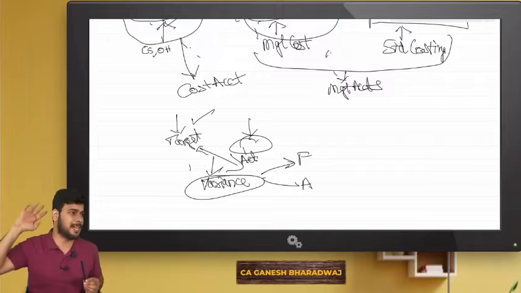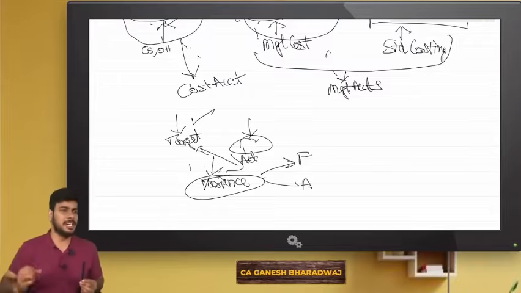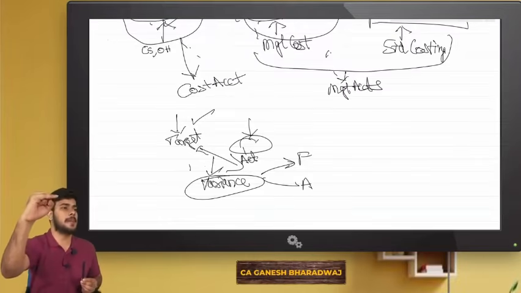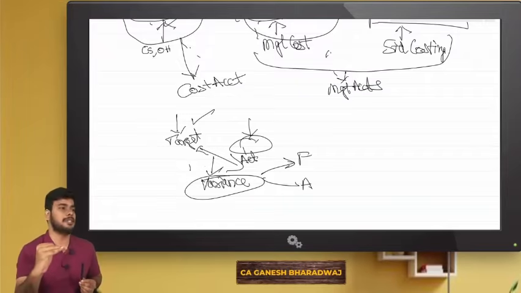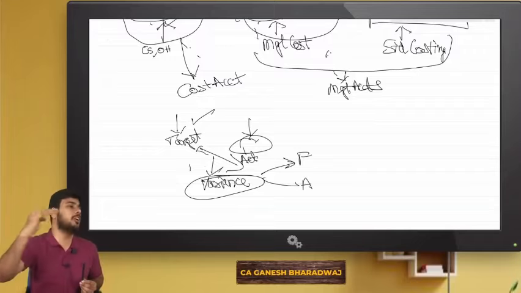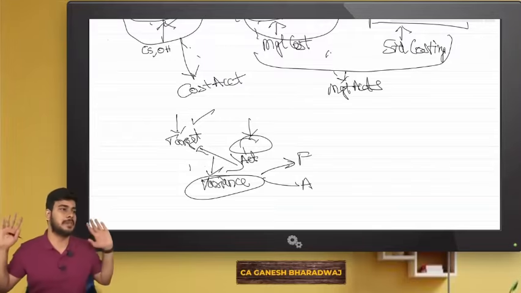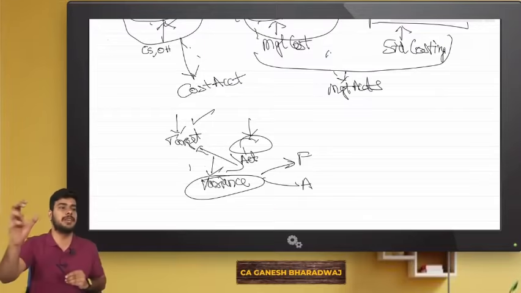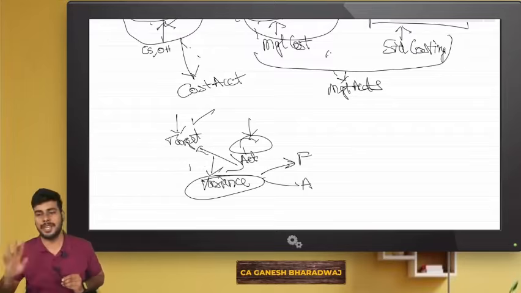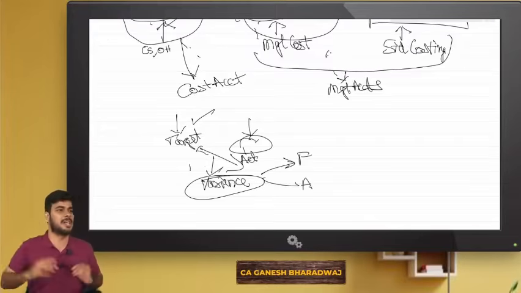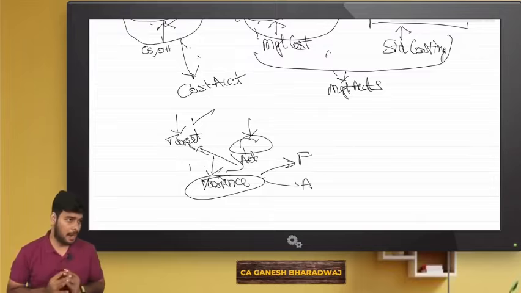So 4 steps are there here. Generally, I'm telling you, establishing standards, and then evaluating the performance, then analyzing the variances, and then you are rewarding or taking corrective actions as the case may be. When will you reward? Favorable variance. When will you take corrective action? Adverse variance. These 4 steps are involved in general. Are you clear with this?